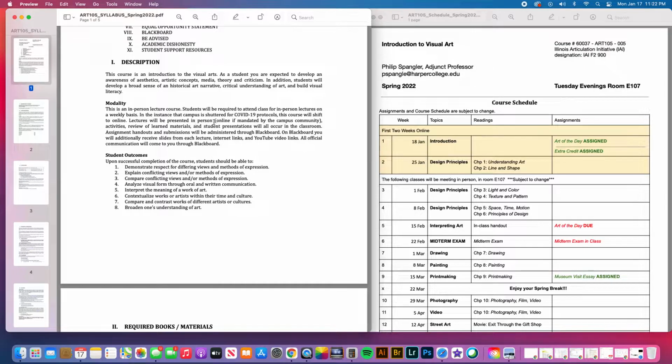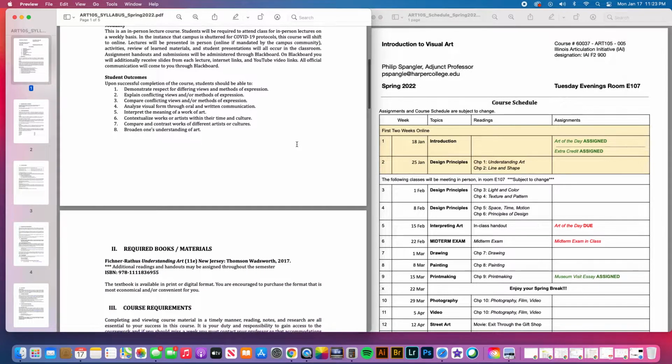Lectures will be presented in person, online if mandated by the campus community. Activities, review of learned materials, and student presentations will all occur in the classroom. Assignment handouts and submissions will be administered through Blackboard. On Blackboard, you will additionally receive slides from each lecture, internet links, and YouTube video links. All official communication will come to you through Blackboard. Blackboard is very important. If you have difficulty accessing Blackboard, the IT department is there to help.